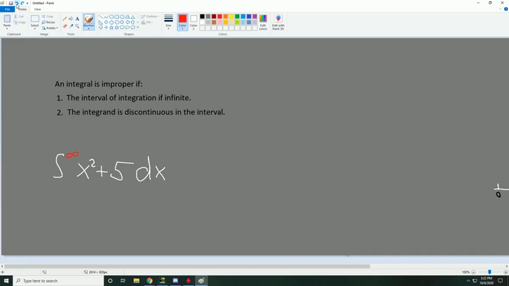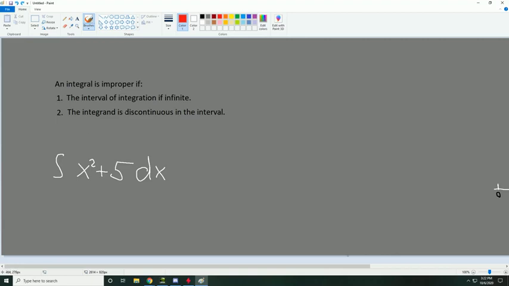And we can say the same if we have, let's say, an infinity down here going to a number. So the integral from negative infinity to 5 has the infinity, so therefore it is also improper. We can say the same if we have it going from negative infinity to infinity. So if there is an infinite number on either the bottom or the top of our interval, it is improper.